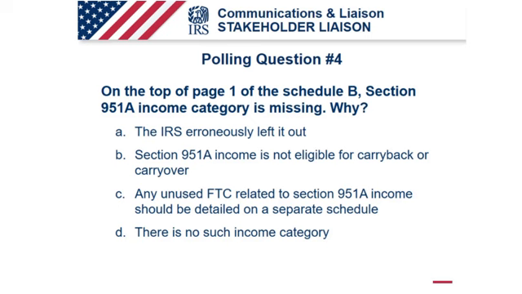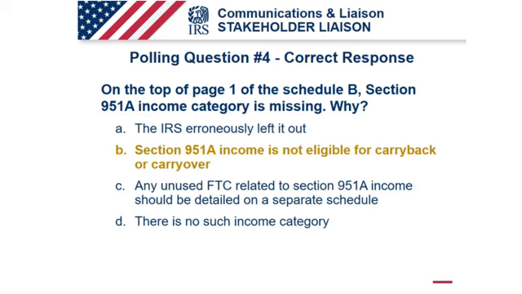All right, let's stop the polling. And we'll share the correct answer on the next slide. Okay, and you should be able to see the correct response was B. So Section 951A income is not eligible for carryback or carryover. It is not on the top of page 1 of the Schedule B. And let's see how we did on that one. Okay, it looks like the correct response rate there was 66%.